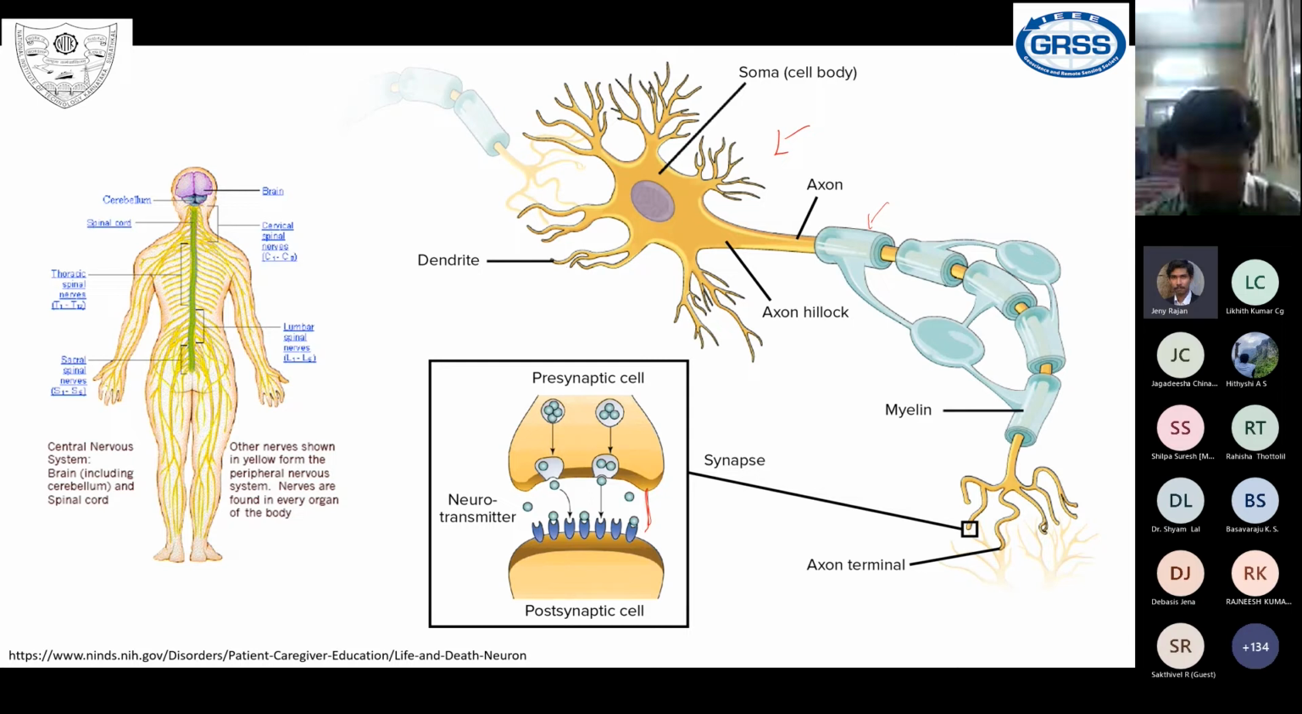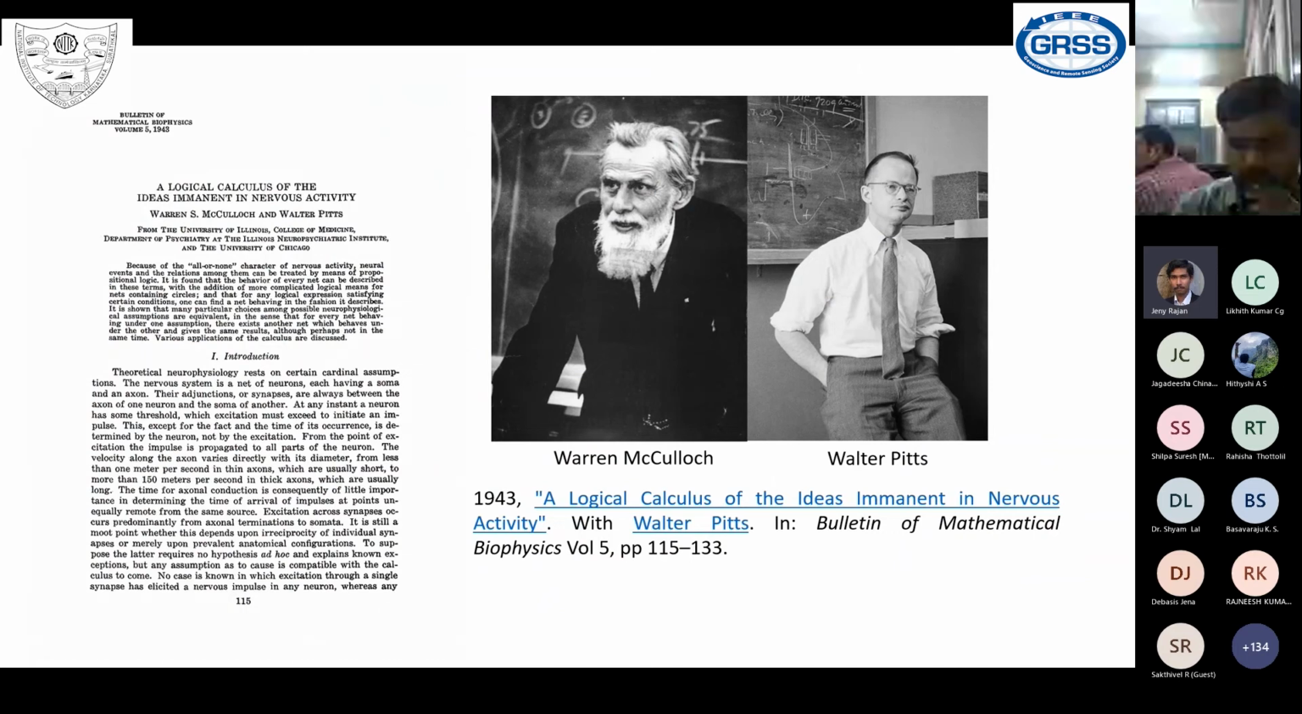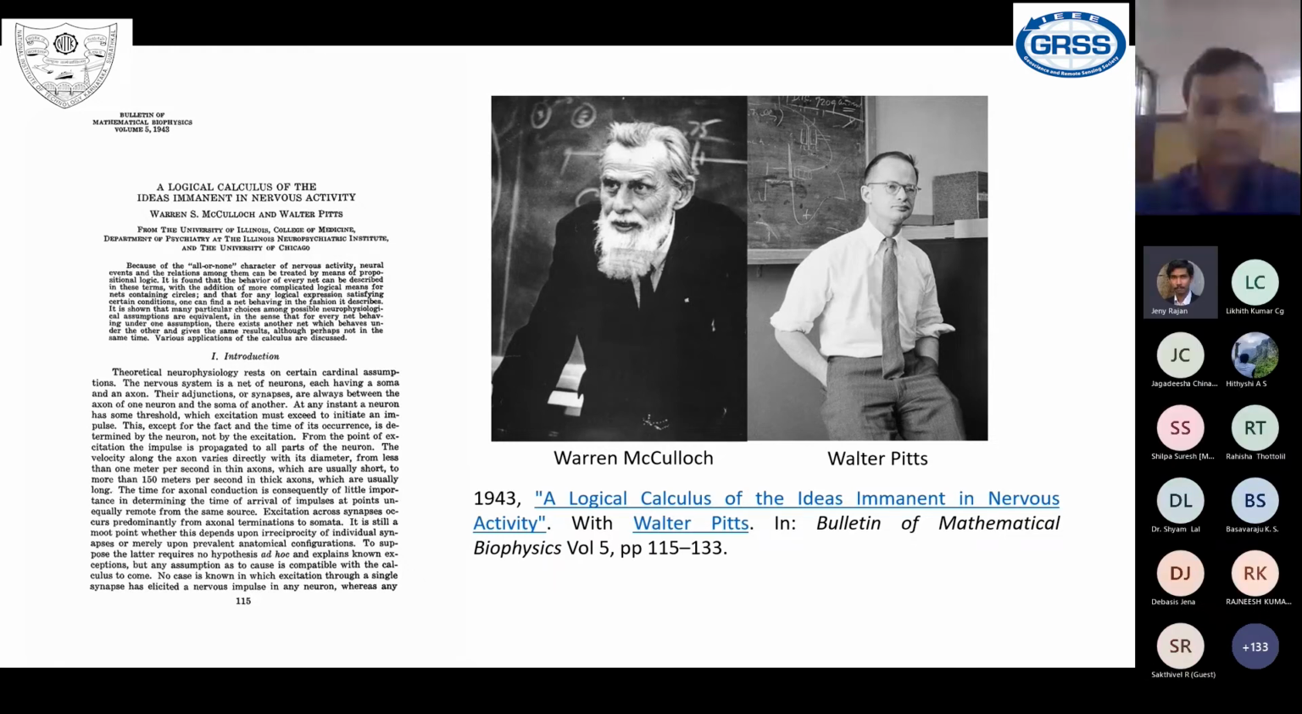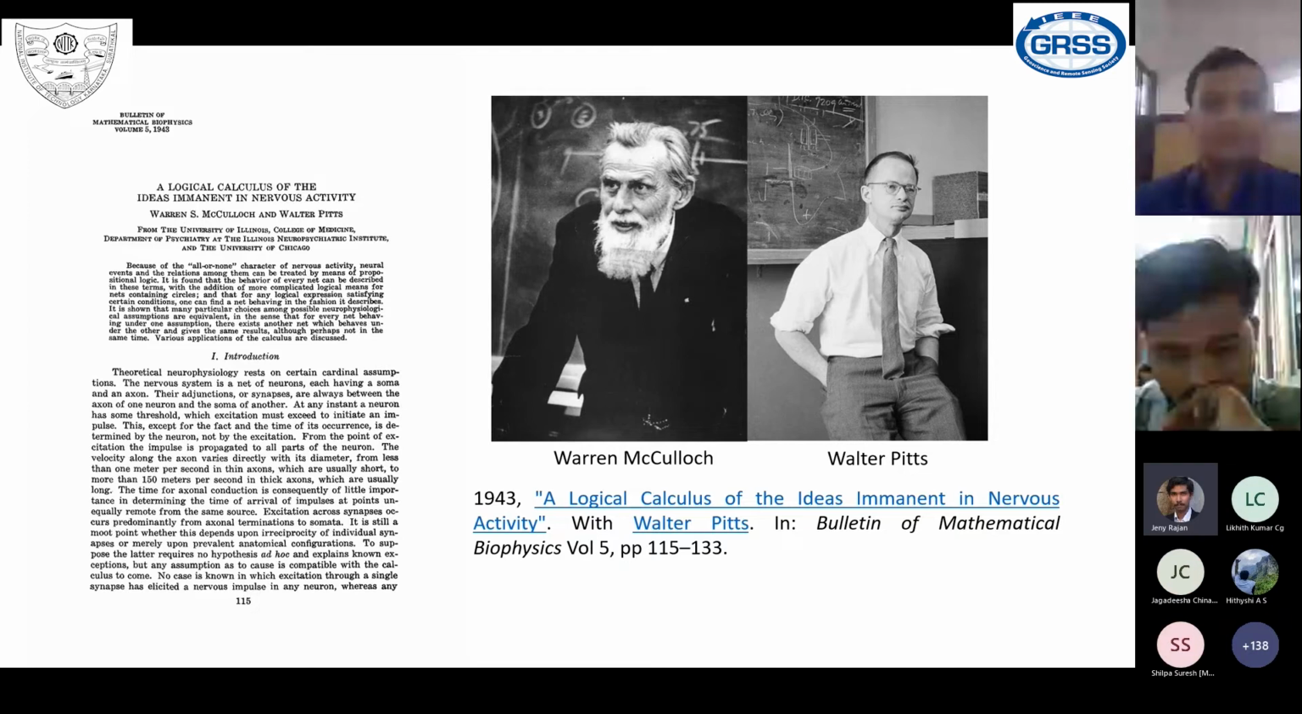So this is how a biological neuron looks, and inspired by the working of a biological neuron, McCulloch and Pitts developed an artificial neuron. With this artificial neuron, they developed a neural network, and that is what we are going to discuss today, the first paper. Their model was published in 1943 in a paper titled A Logical Calculus of the Ideas Immanent in Nervous Activity. This paper is considered a classical paper in artificial intelligence and neural networks. We will see what the contributions in this paper are.